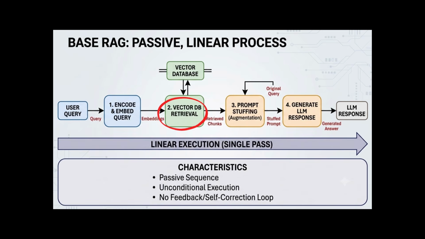Point 3. Prompt stuffing. Augmentation combines the retrieved raw context chunks directly with the user's original query into a single unified prompt. Point 4. Generate LLM response. The language model reads the stuffed prompt and generates a final text output based solely on the retrieved content. LLM response, the final synthesized answer presented back to the user.